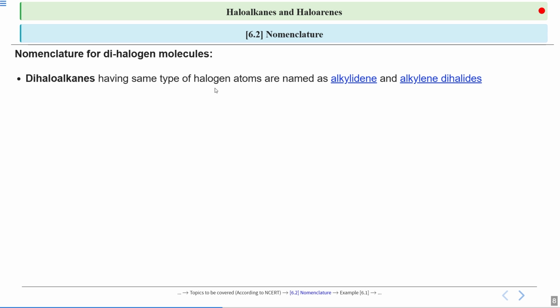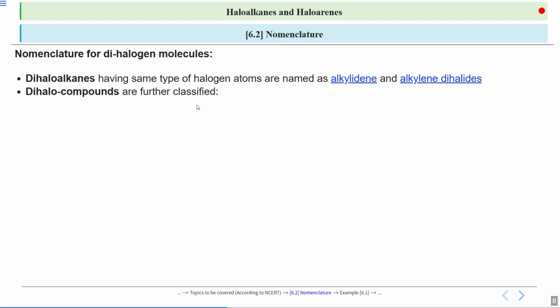Dihaloalkanes having the same type of halogen atoms are named as alkylidene and alkylene dihalides. Okay, so dihaloalkanes, that means alkanes having two halogens connected to them. They have the same type of halogen atoms. Okay, so we are considering the case where the same type of halogen atom is present in two numbers. They are named as alkylidene and alkylene dihalides.